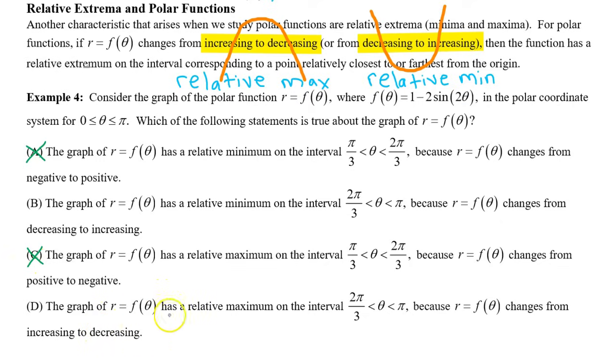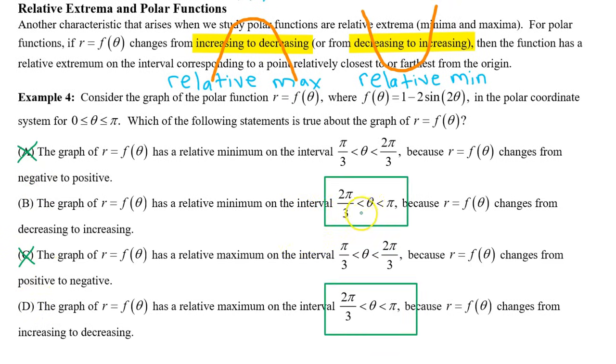Option D says r has a relative maximum on the interval because r changes from increasing to decreasing. That makes sense because if r changes from increasing to decreasing, we do know that r has a relative maximum on that interval, so D is a possibility. We've narrowed it down to either B or D. Both options B and D refer to the interval from 2 pi over 3 to pi.